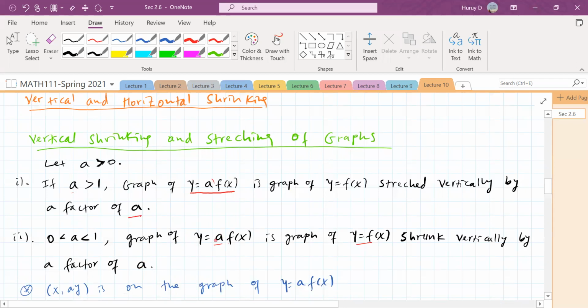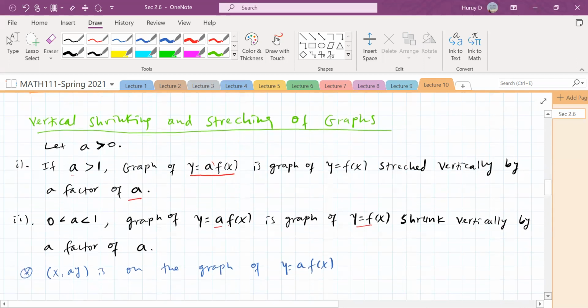If a is between 0 and 1, then it shrinks. But if a is greater than 1, it stretches. How about if a is 1? Well, in that case, it doesn't change, because f of x times 1 is just f of x. Therefore, it will be just the original graph.